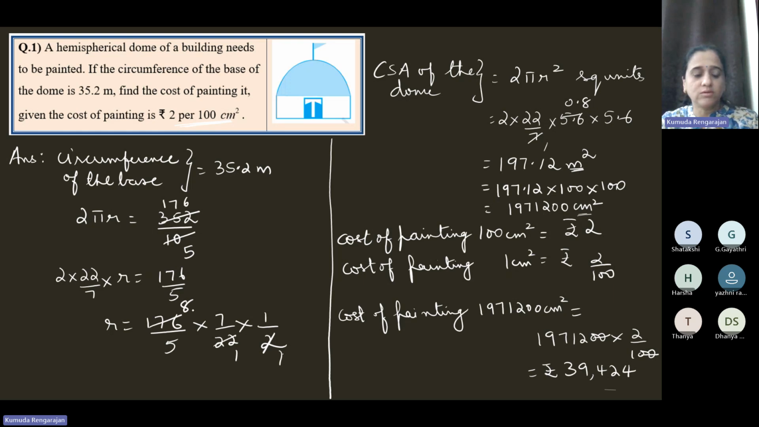Then 2 ones are, 2 fours are. So R is equal to 4 sevens are 28. 28 by 5. So 5 fives are 25. 3 remains. 5 sixes are 30.